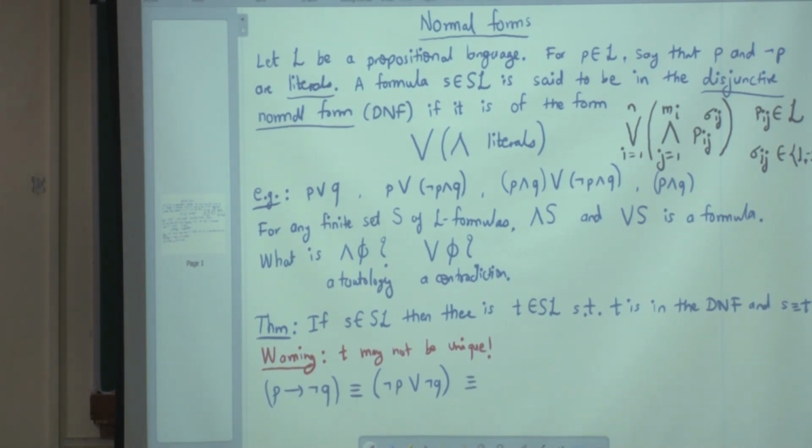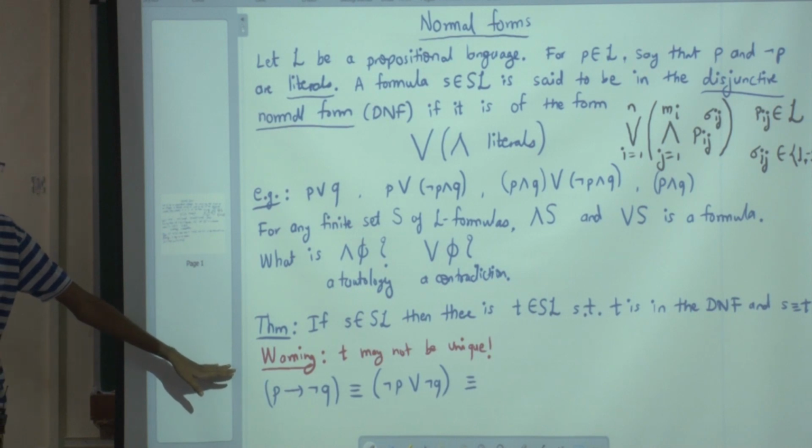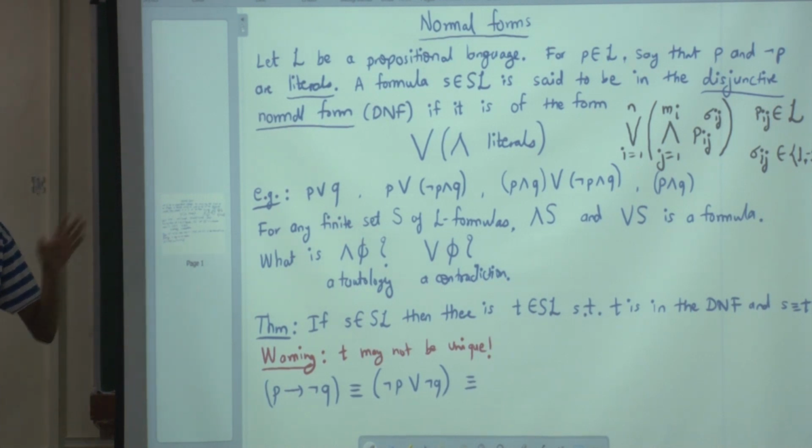Negation P, that's not an atom. So how many variables are there in this formula? 2 variables. So how many atoms are there? Well, you have also written 6 in the exam, but okay, so 4 atoms.